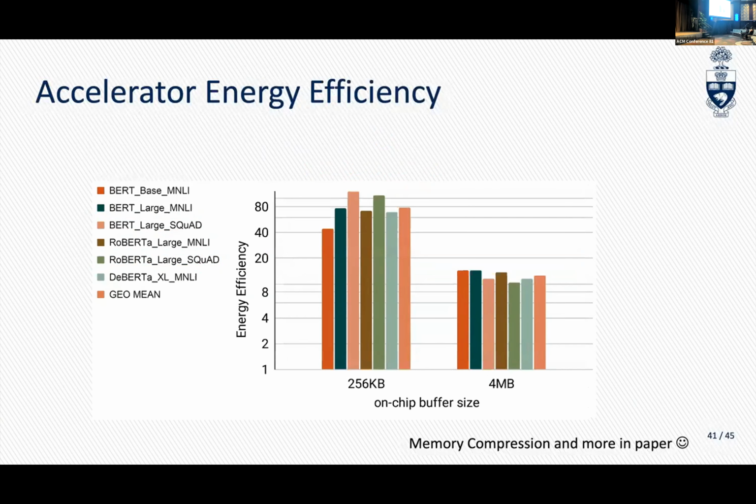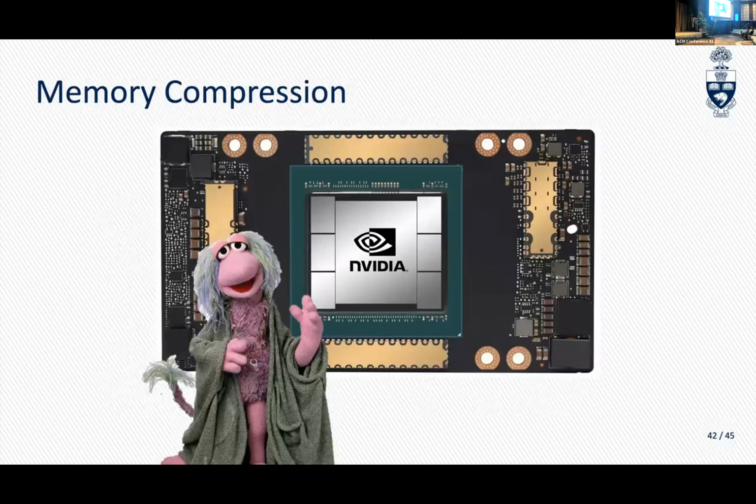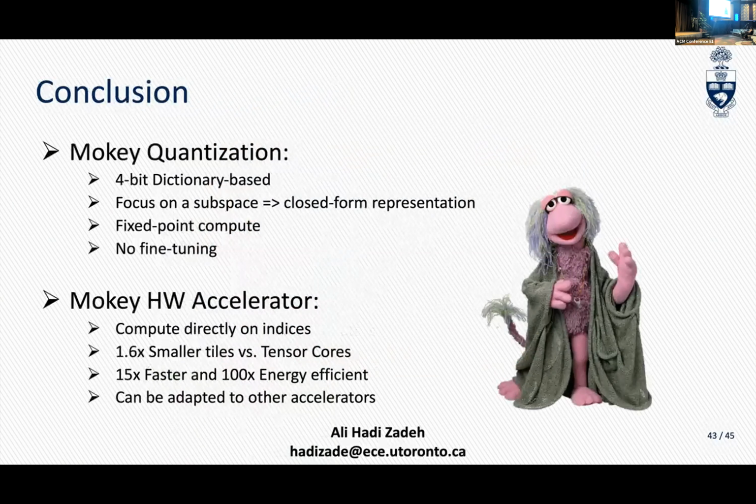Energy efficiency follows the same trend as performance. For example, for this 256 kilobyte on-chip buffer, on average, we get 80x more energy efficiency compared to Tensor Cores. Mokey can also be used as a memory compression technique with other accelerators. For more information about it, please refer to the paper.